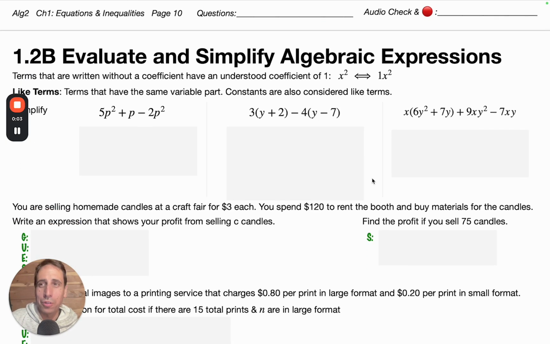This is section 1.2, day 2, so it's 1.2b. That means evaluate and simplify algebraic expressions.